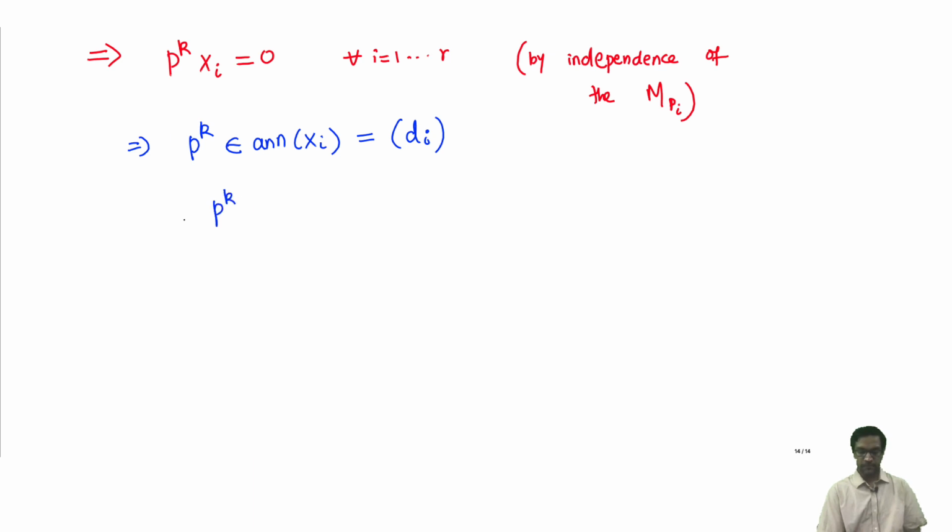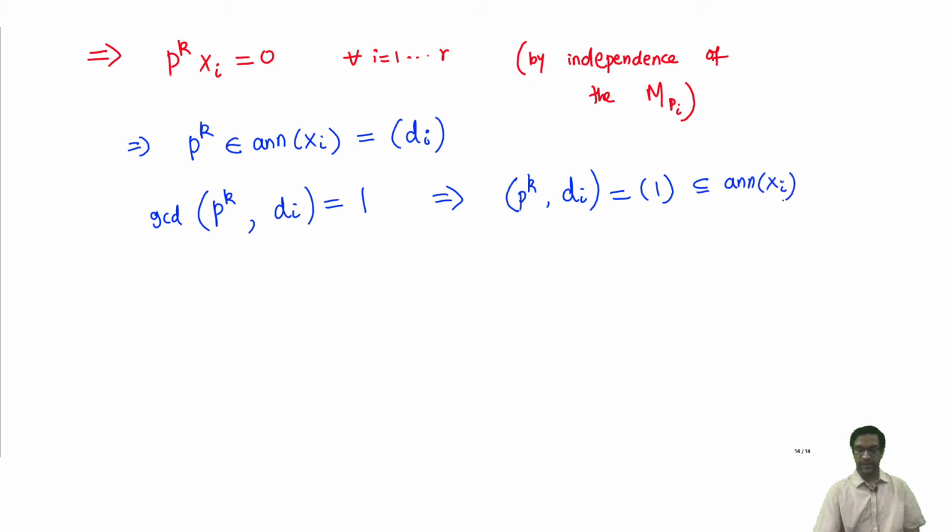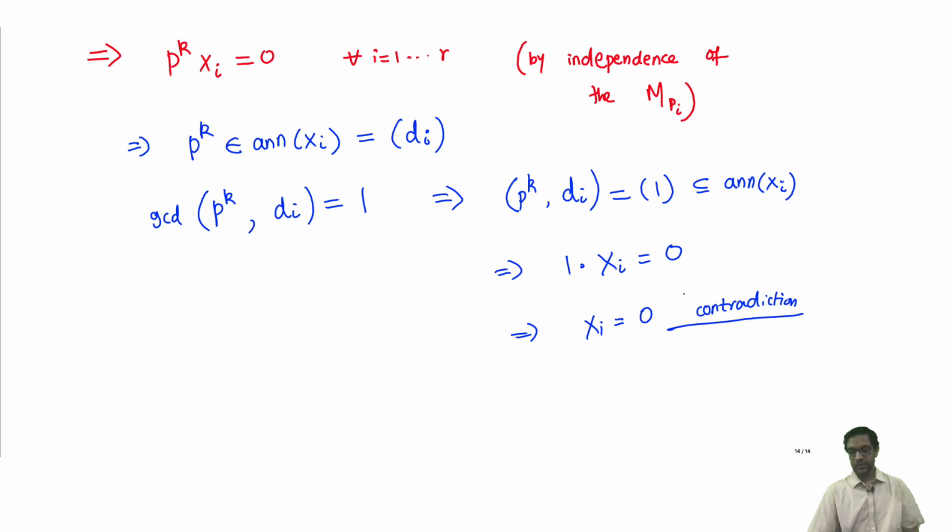So observe p to the k. So remember, p is not one of those primes which divides di. So p to the k and di are actually relatively prime to each other, which means that both p to the k and di are elements of the annihilator of xi. So this means that the ideal generated by p to the k and di must be the whole thing, but both of them are in the annihilator. So this means that the ideal generated by them is in the annihilator, and like we already did before, this means that 1 is in the annihilator, which means xi is 0, which is a contradiction. So we assumed to start with that xi was a non-zero element. They are the non-zero generators.